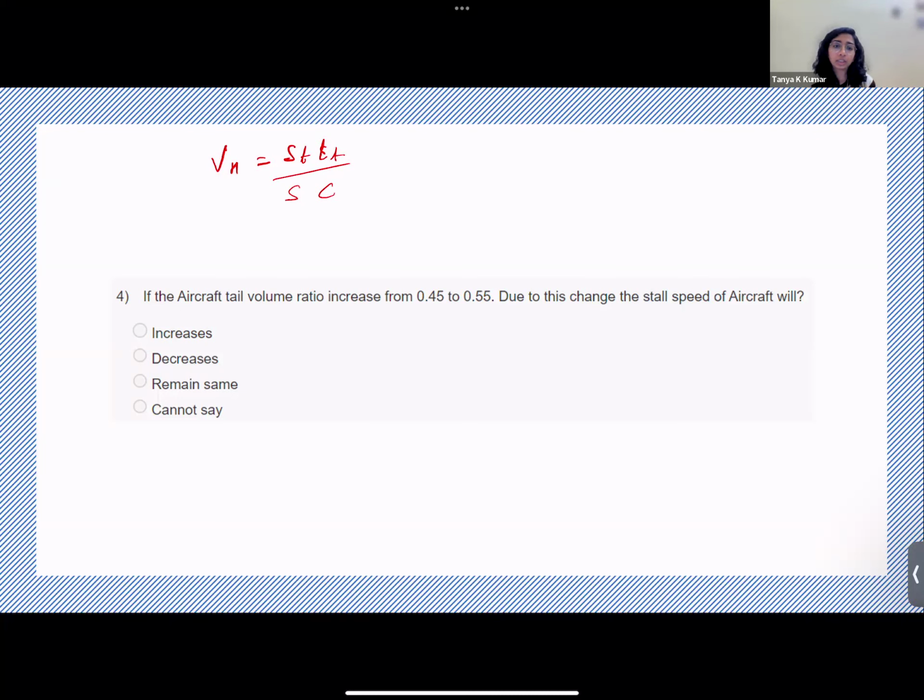Now tell me if this change in VH would affect Vstall. Change in volume ratio from 0.45 to 0.55. How will it affect the Vstall? What was the Vstall formula that we've been using throughout? It is under root 2W by S rho CL max. So if I increase the tail volume ratio from 0.45 to 0.55, how will it affect the stall velocity?